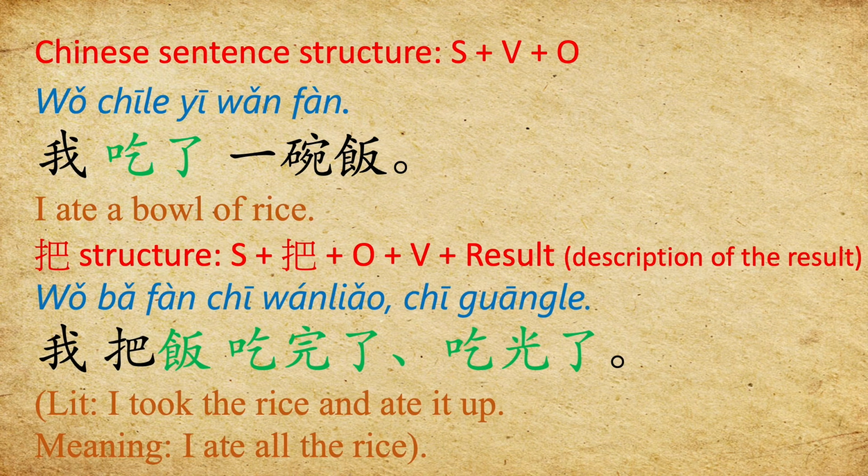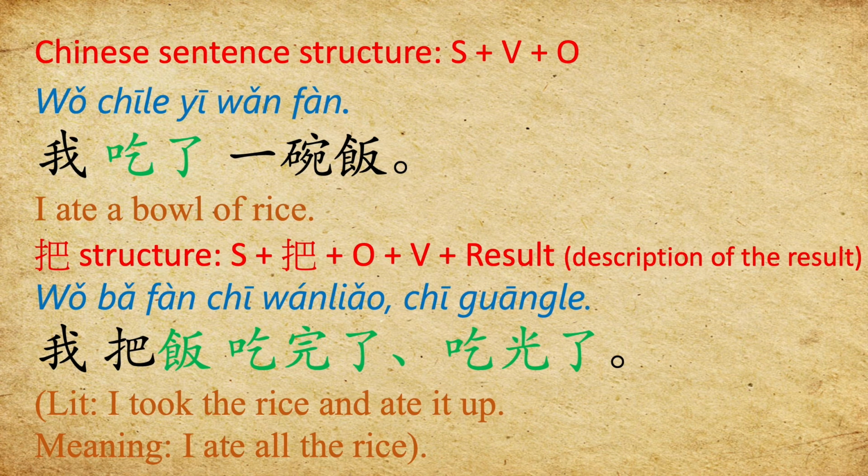And what exactly is 把 structure? Actually, there is no equivalent in English, but it can be roughly translated as grab or take. Basically, in 把 structure you use 把 and move the object to the front after the subject, and then the verb, and then you have to add a result or a resultative complement, meaning a description of the result or a direction. The example sentence that I chose is 我把饭吃完了 or 我把饭吃光了.